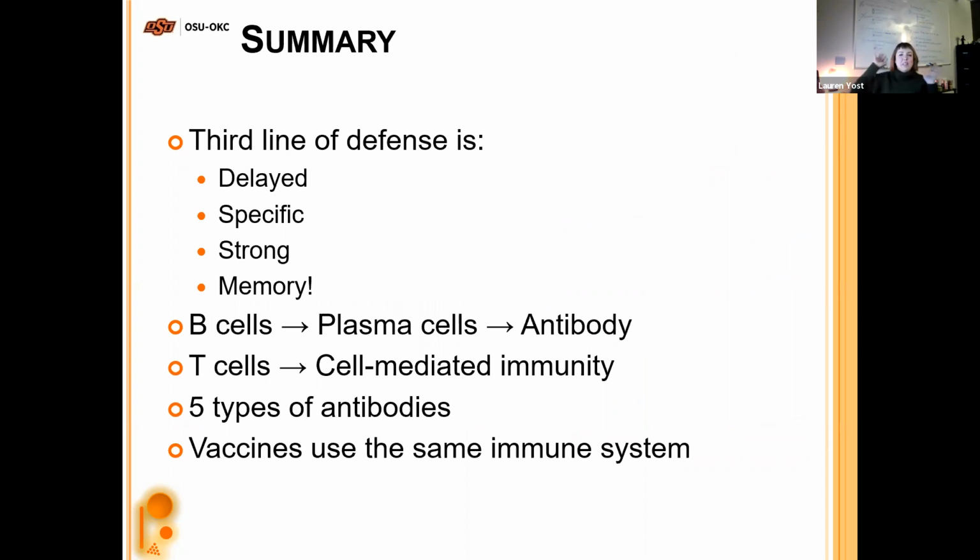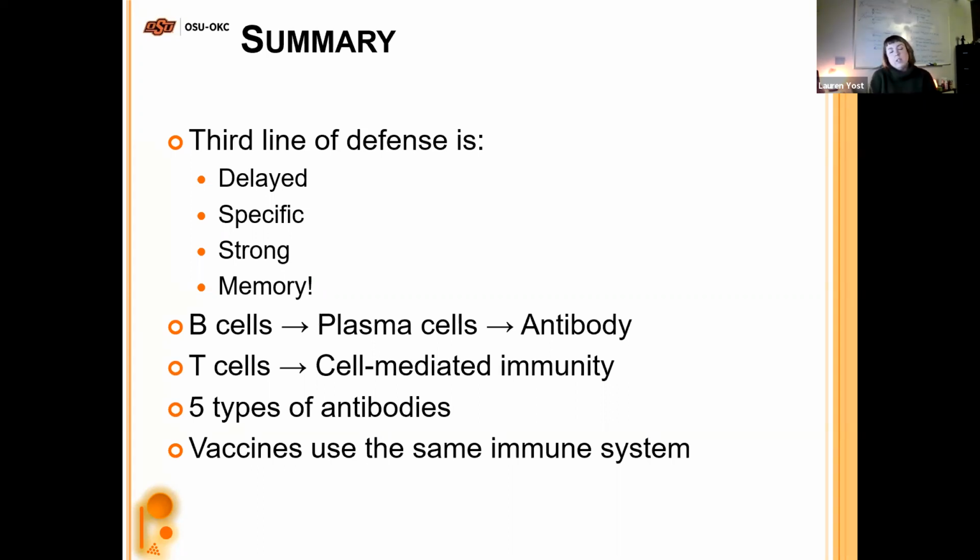All right, so what are we talking about? The third line of defense, it's the specificity, right? It's a delayed reaction, unfortunately. So that's why we like that we have our innate immune response to kind of cover things until we can get this going. It's a strong response though, once we get that specific response going, and we can develop memory, which is important. You don't get that from the innate immunity stuff. So, you know, B cells differentiate into plasma cells that produce antibody, and T cells are associated with cell-mediated immunity. They can be helpers or they can be cytotoxic, right? There are 5 types of antibodies. You should know what they are and where they are, what they're for.